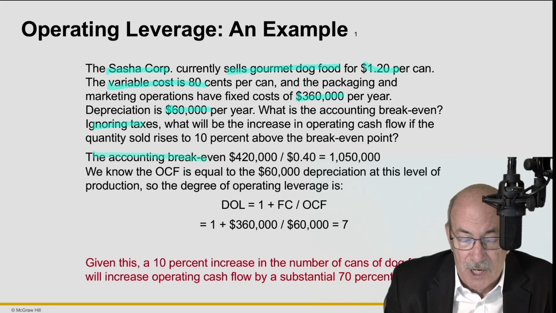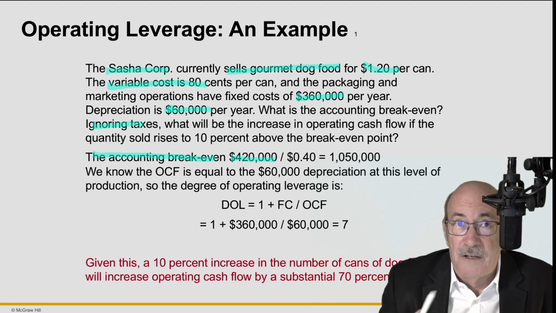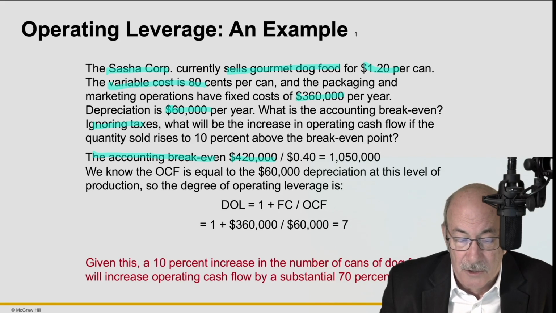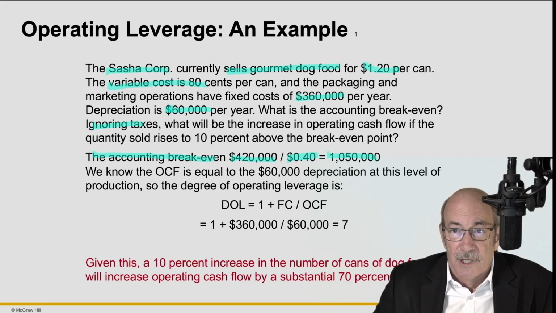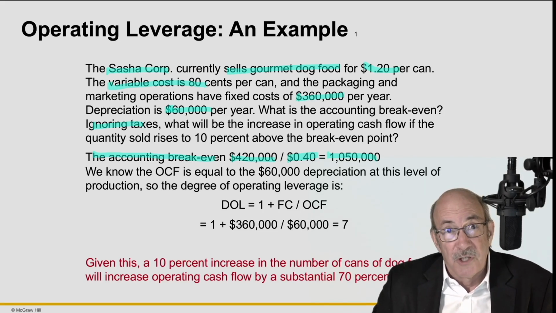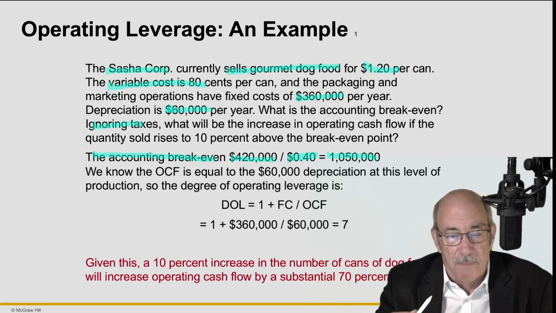So to get accounting break even, that is our fixed costs plus our depreciation divided by P minus V. That is the $1.20 minus the 80 cents. So that gives us our contribution. So the accounting break even is 1.05 million cans of dog food sold. Now, the question is what is our degree of operating leverage at this point? For each additional change in quantity sold, how much will our cash flow go up by?